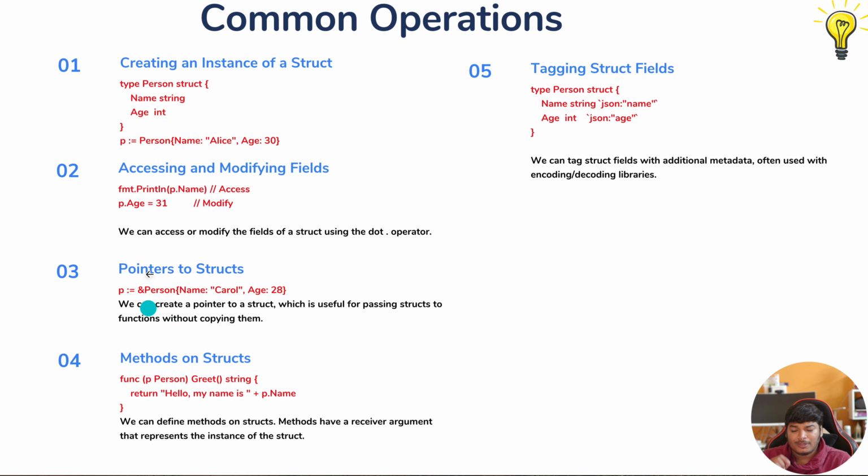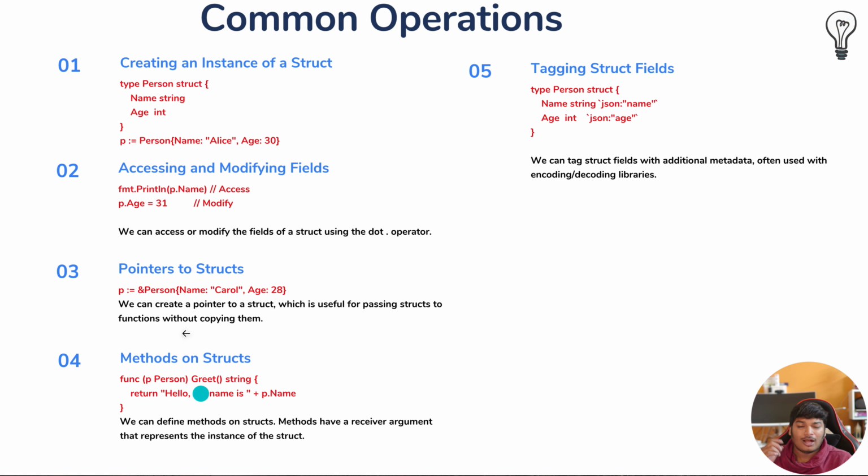Okay, so p colon equals AND operator, then the custom data, which is the person, then you passing the fields. The name field value is Carol, age field value is 28. Okay, then the point 4, that is the method on struct. So it's not just a field, but you can add function or method to the struct as well.